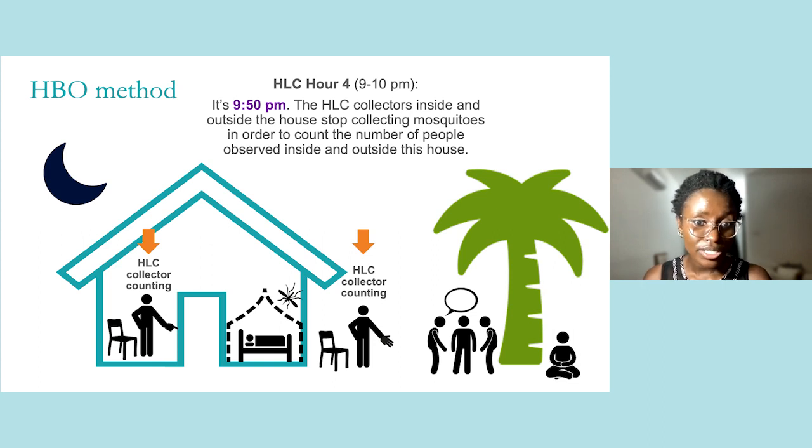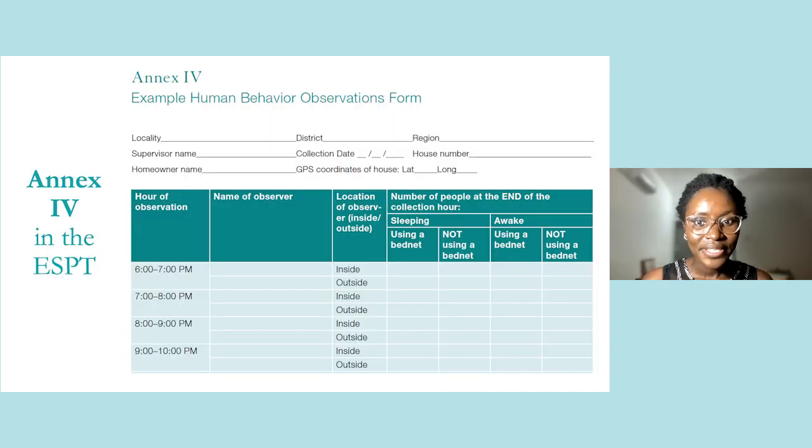It does not take much time, and a simple form can be used to record the hourly observations. Annex 4 in the ESPT includes a template to record HBO data. This form should be completed alongside HLC collections by the supervisor or by the HLC collectors themselves. Each row corresponds to an HLC collection hour and should be filled out at the end of each hour.